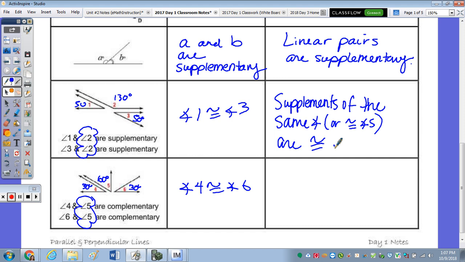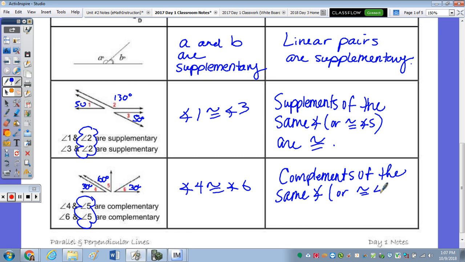And then the row below it is the same reason, except for supplements, we're going to say complements. So of the same angle or congruent angles are congruent. These reasons have to be phrased exactly how you see them in your proofs. So you have to memorize the wording. That's it for the statements that we're going to look at today. Okay? So take a look at example number one on the following page.